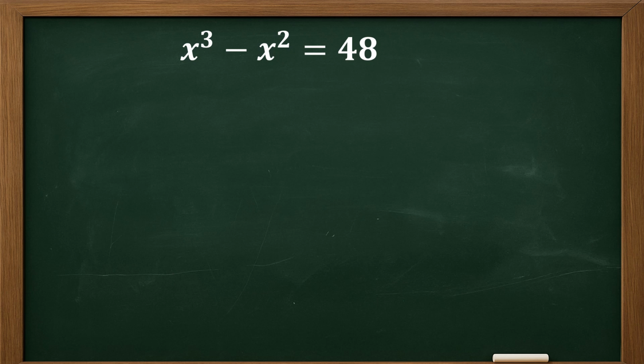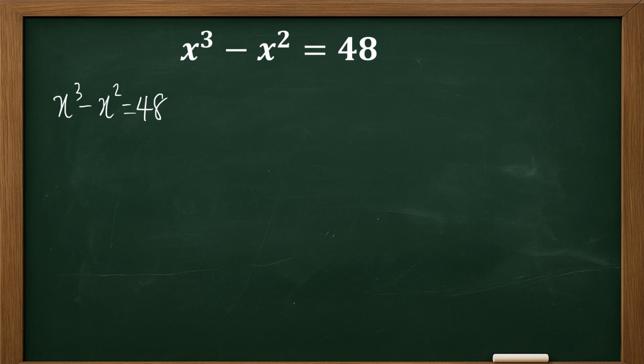Viewers, in this video, I'll be solving this mathematics. Here, we can rewrite this given equation as x cubed minus x squared equals 48. But let's pause for a minute. What if we do this by inspection and you plug in x equals 4? It's going to work. You can try that.